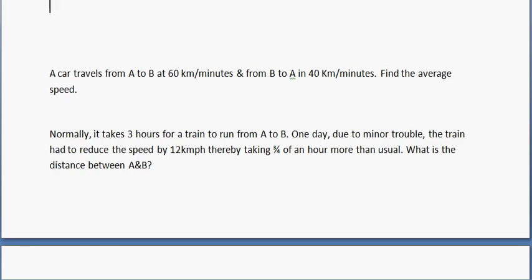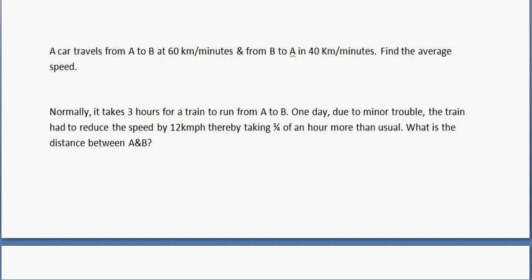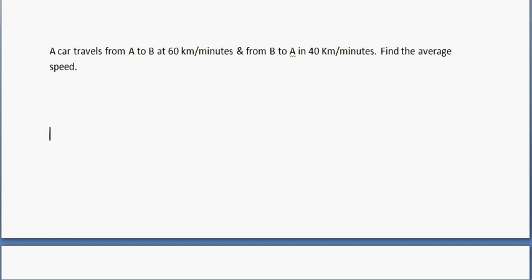a car travels at 60 kilometers per hour from A to B and from B to A at 40 kilometers per hour. Find the average speed. So average speed is what? Total distance traveled by total time taken, right? So the distance between A and B is D, let's say. In case 1, the time taken would be D by 60, and from B to A it's again D, so time taken would be D by 40. So this is the total time taken.